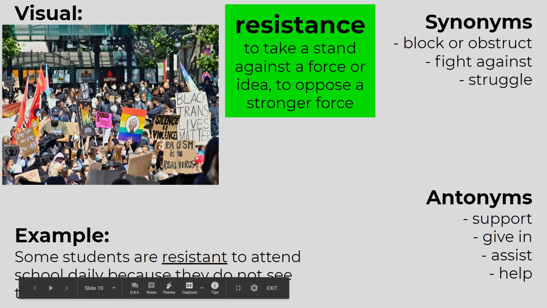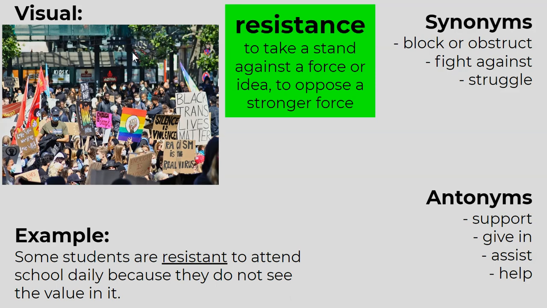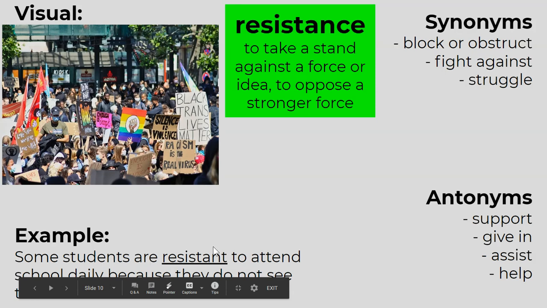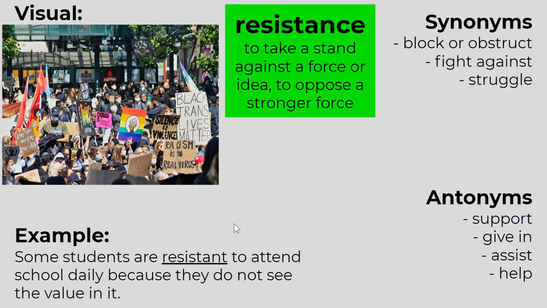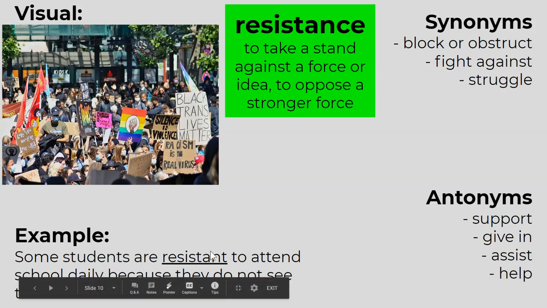So we have a Black Lives Matter image that captures their resistance. This was a form of resistance that happened in 2020, kind of carrying on into 2021. We have a sample sentence in the bottom corner and antonyms as well. Some students are resistant to attend school daily because they do not see the value in it. So resistance meaning they fight against attending school, right? They don't want to go.